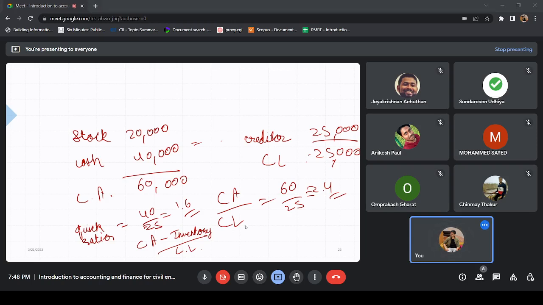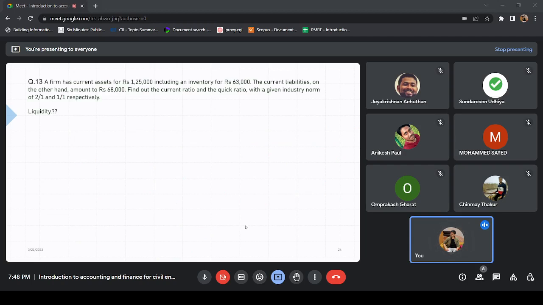So, a firm has current assets of rupees 125,000 and inventory of 63,000. The current liabilities are 68,000. Find out the current ratio and quick ratio with a given industry norm of 2 is to 1 and 1 is to 1 respectively. We discussed liquidity already. So what is this current ratio? 125 by 68. How much is it?